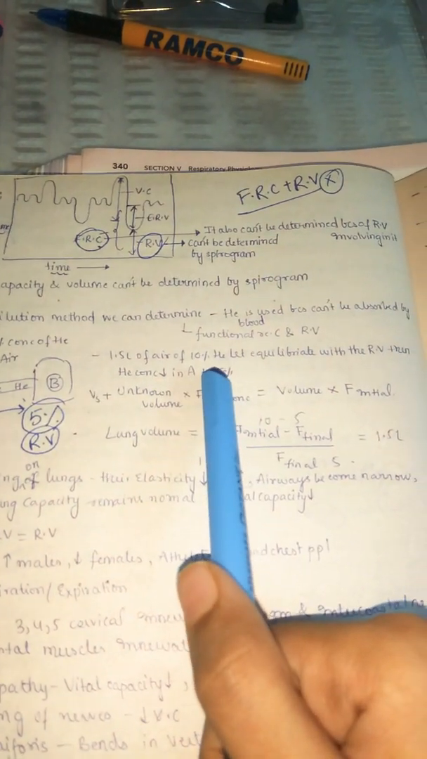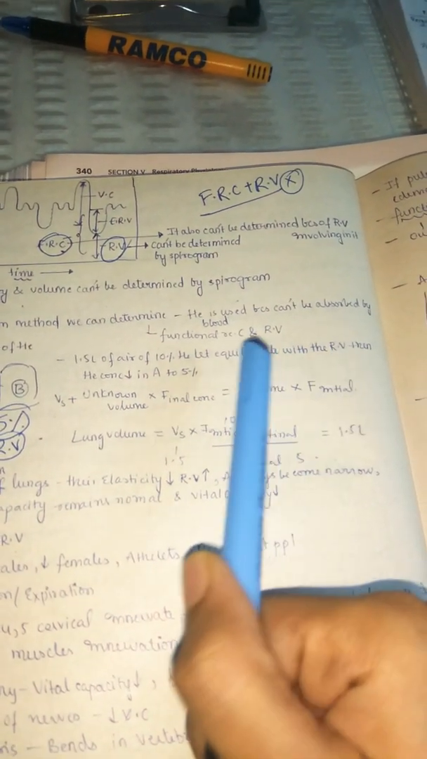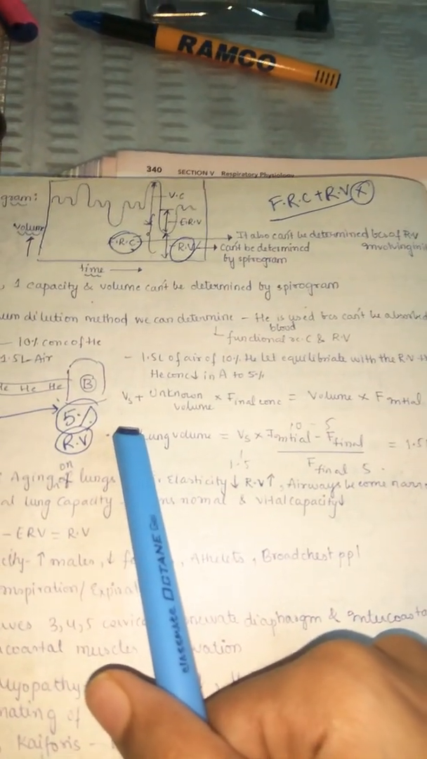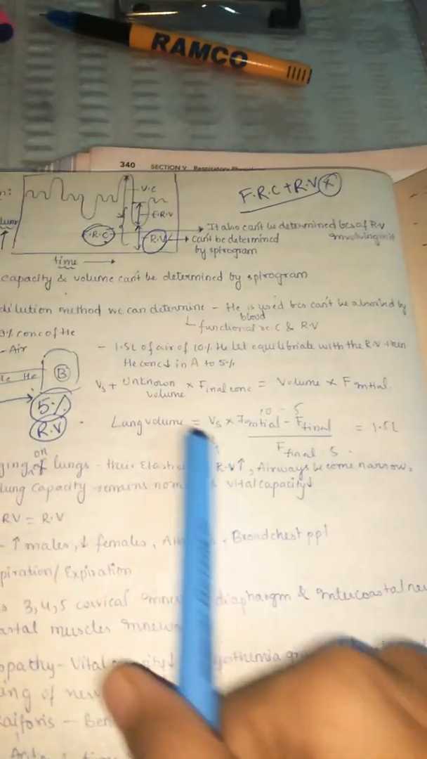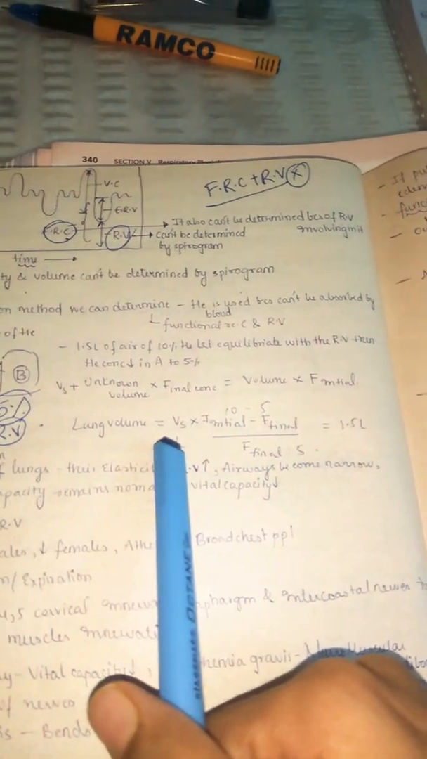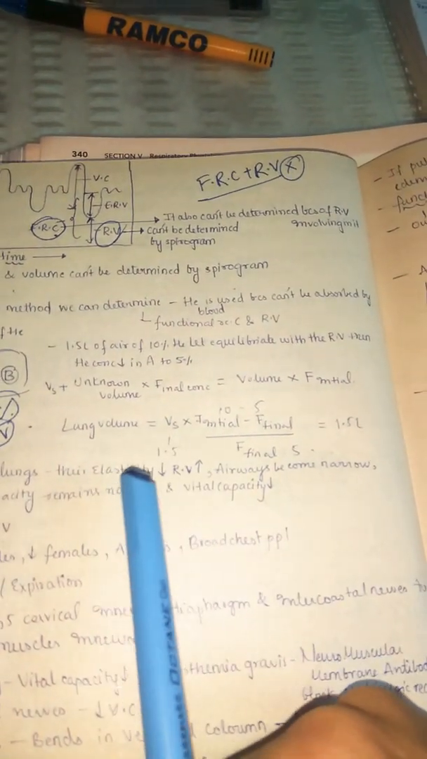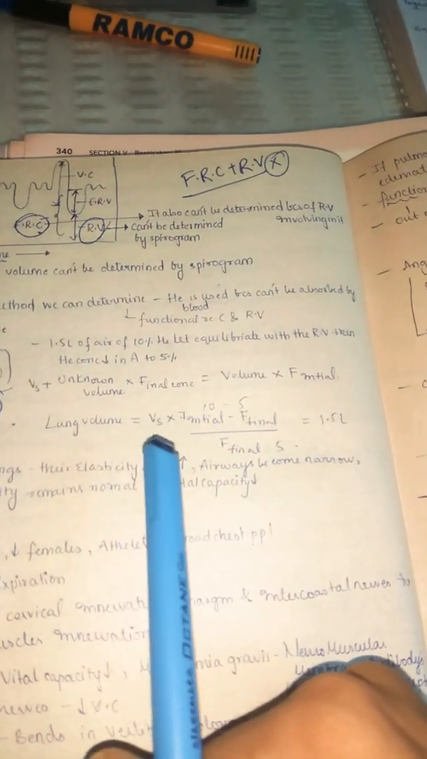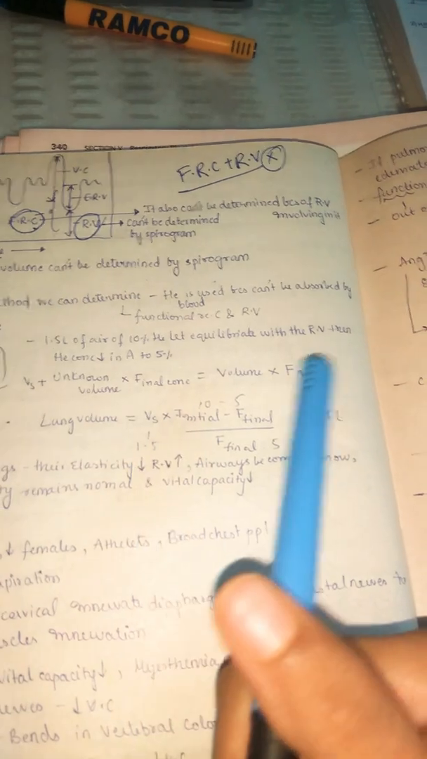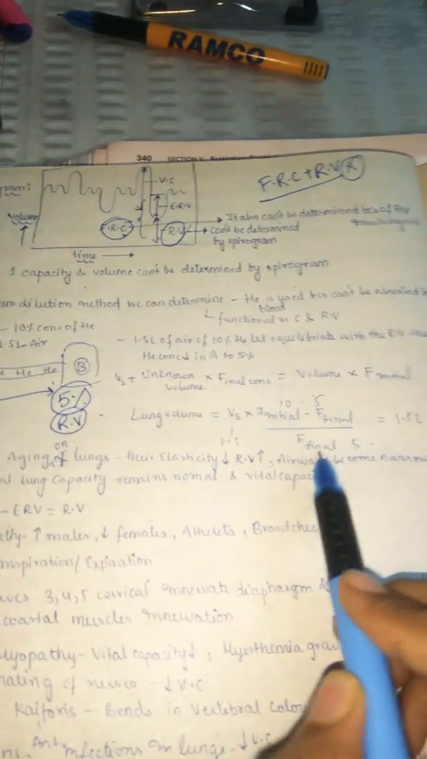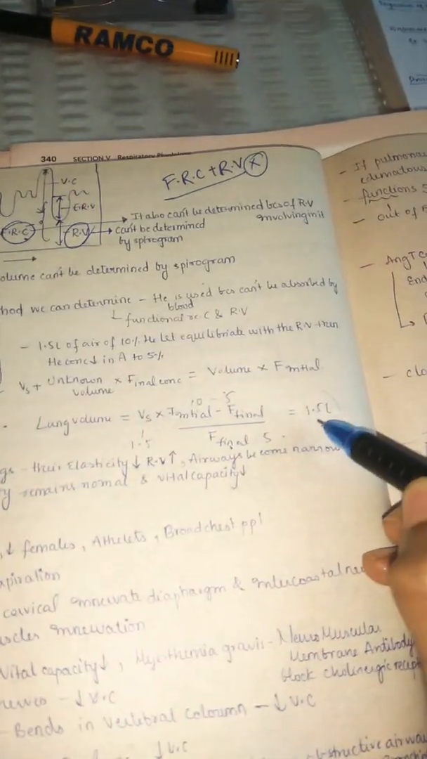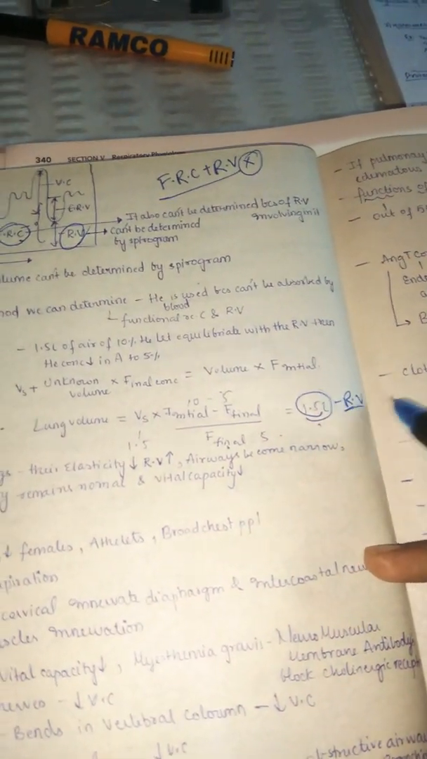So 1.5 liters of air with 10% helium is let to equilibrate with the residual volume, then the helium concentration in the air decreases to 5%. So we have a formula like this to measure it. The unknown volume equals Vs, that is the volume of spirometry, 1.5 liters, into initial concentration minus final concentration divided by final concentration. That is 1.5 into 10 minus 5 divided by 5. So we get 1.5 liters. By this we can confirm that 1.5 liters is the residual volume in a lung.